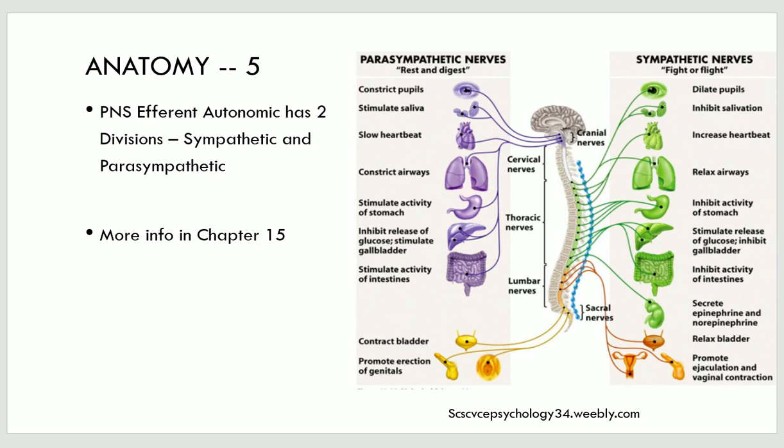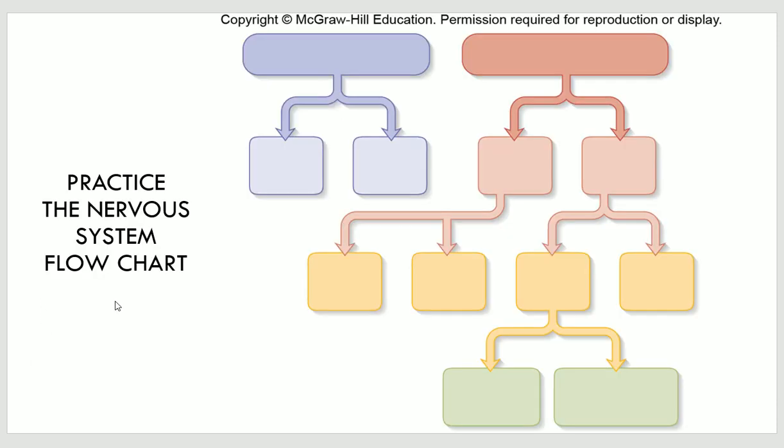The peripheral nervous system, efferent autonomic nervous system, has two divisions: sympathetic and parasympathetic. Right now, just know that sympathetic is fight or flight and parasympathetic is rest and digest, and we will talk more about it. You can read through this, but we'll spend an entire chapter on just the autonomic nervous system, the ANS, sympathetic and parasympathetic.